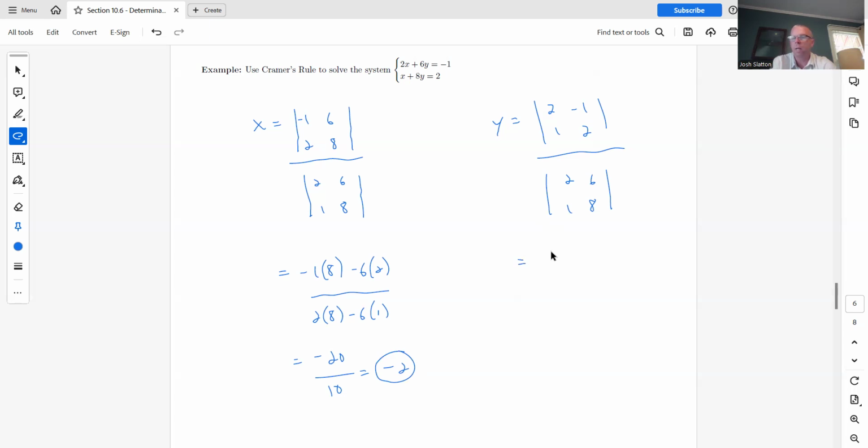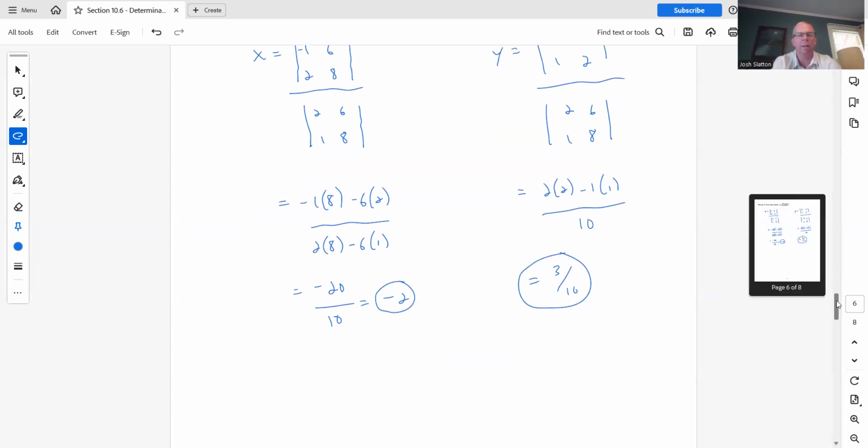And then for the y, we have 2 times 2 minus 1 times 1, and the denominator is the same, so this will be 10. We'll write that out again: 4 minus 1 is 3 over 10. And so there's our solution. So it is faster, especially if you prefer doing determinants. It can certainly be faster.